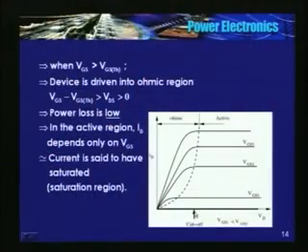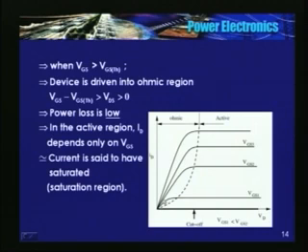Now when VGS, the gate to source voltage, is higher than the threshold value, the device is driven into the ohmic region. So in a transistor also we had cutoff, active and saturation. Even in MOSFET we have three regions: cutoff, ohmic and active. So I'll show you. This is the cutoff mode when VGS is less than the threshold. This region is the ohmic region, also known as the linear region.